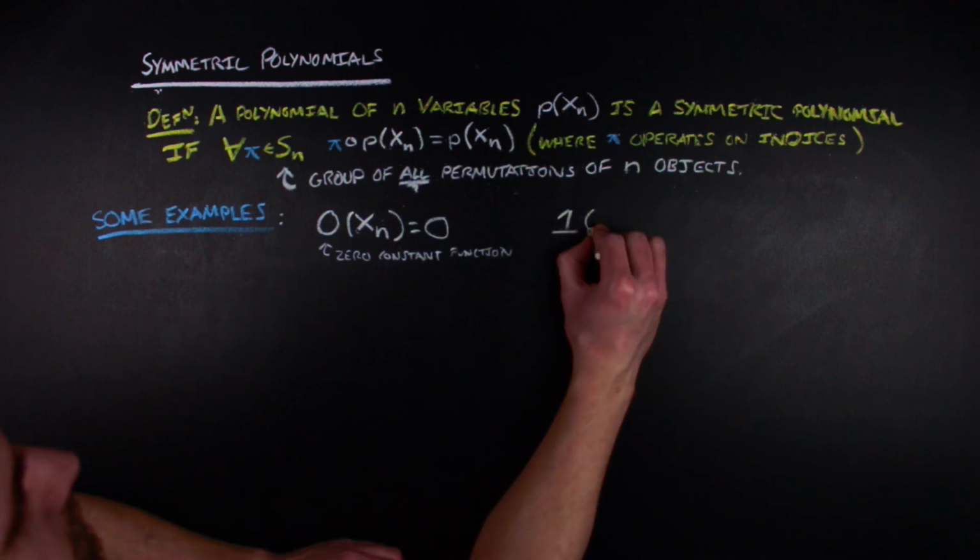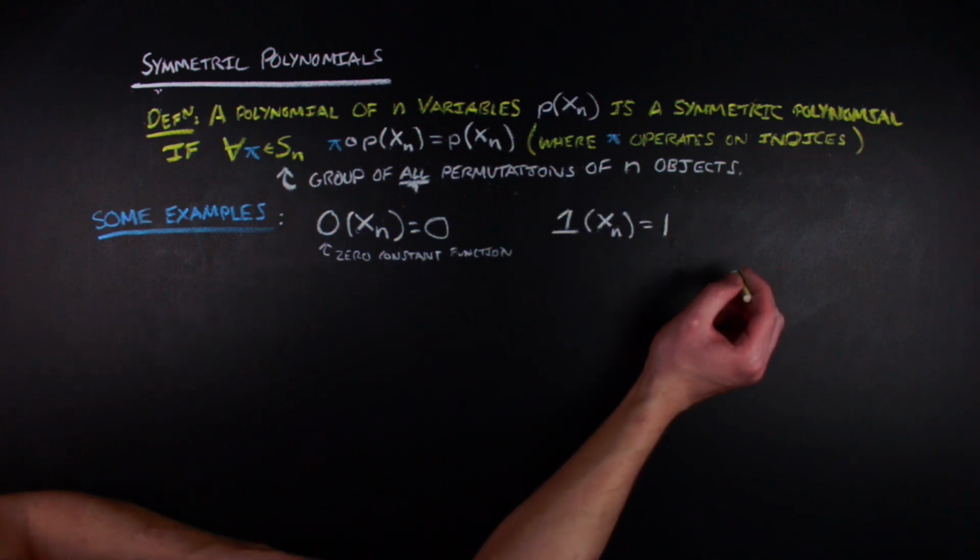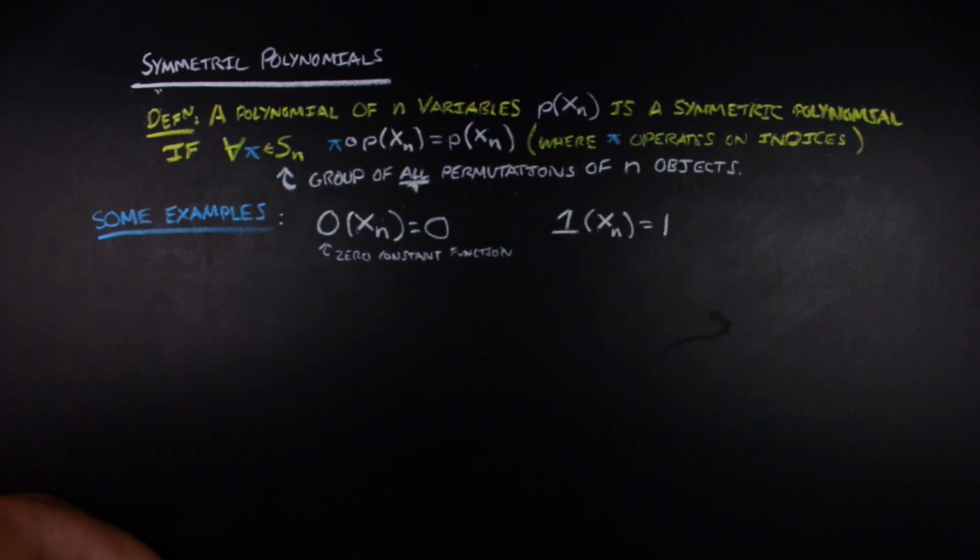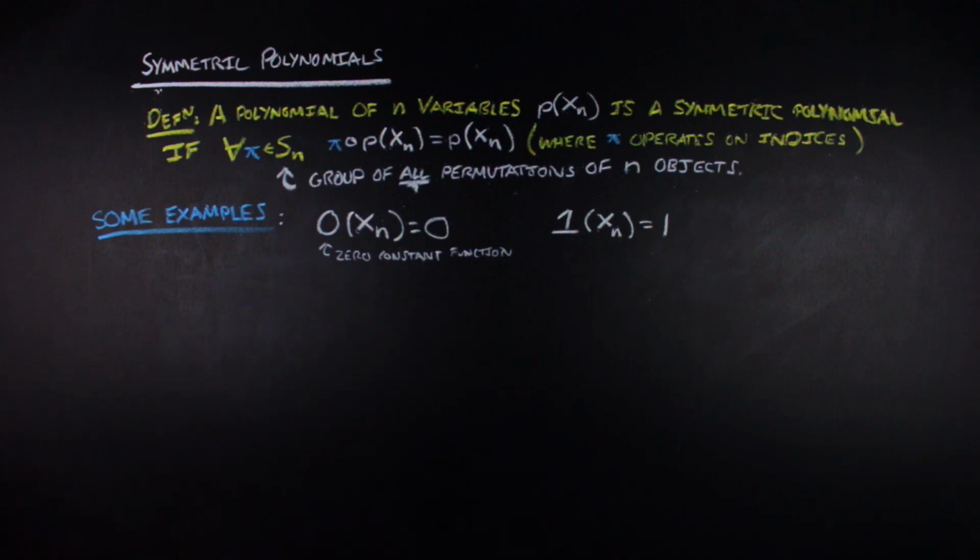Next, we have another constant function, which I'll just call fancy one of x sub n, that is equal to one for whatever you input. And in fact, any constant function is a symmetric polynomial because no matter what you do with the variables, you're always going to get that constant, even if you're just shuffling the variables around before you apply the function.